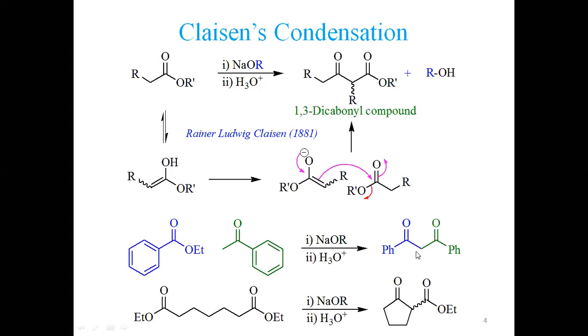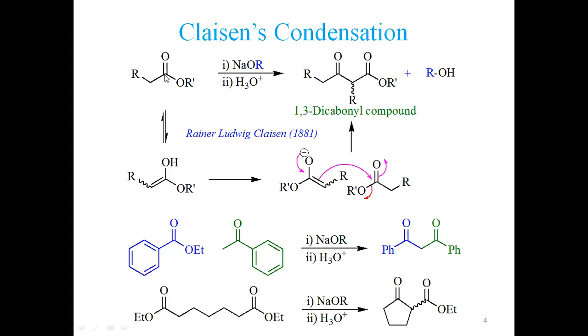So this molecule, you can see, is simply colored blue. It has lost this ethoxy group from this position. So this is in fact a 1,3-dicarbonyl system. Again, you see 1, 2, 3, a 1,3-dicarbonyl system. So this is between the two different molecules.